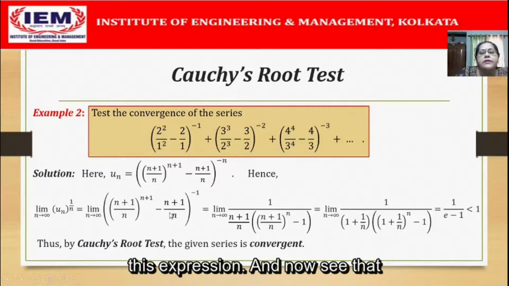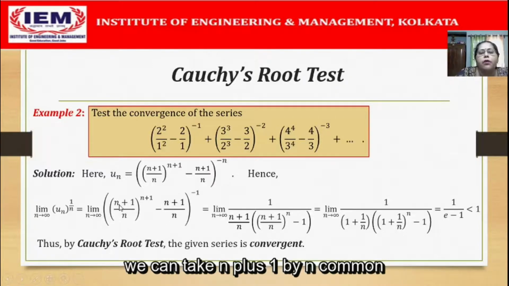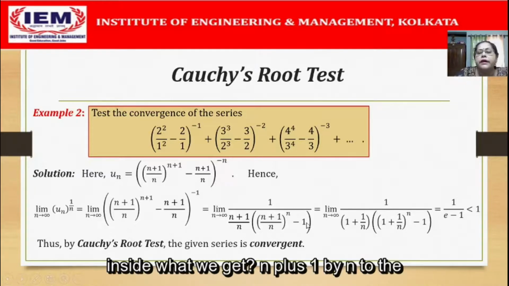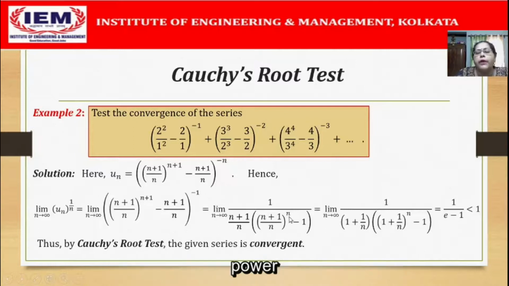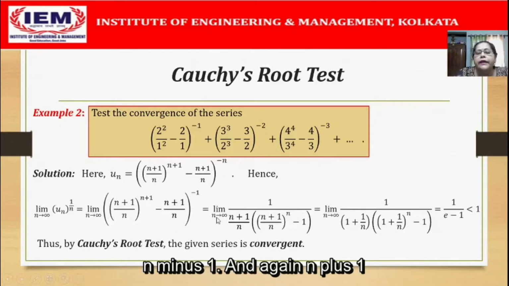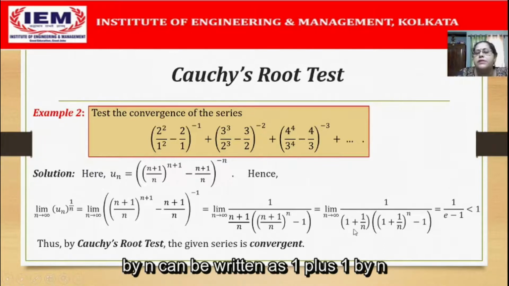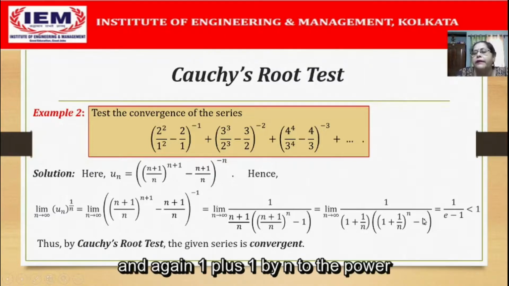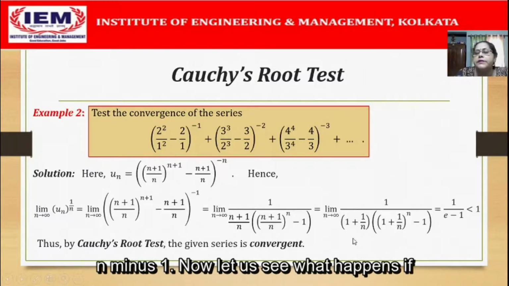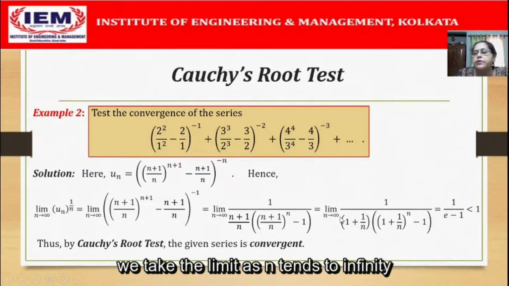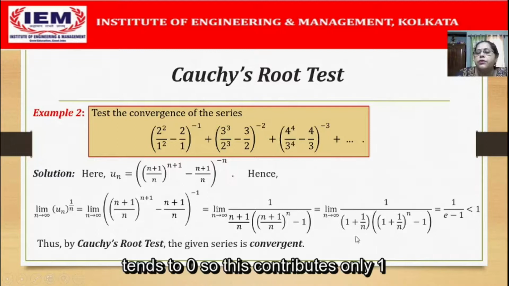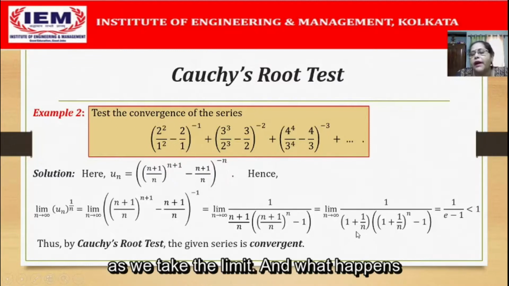Now we can take n plus 1 by n common. Taking this common, inside we get (n plus 1 by n) to the power n minus 1. And n plus 1 by n can be written as 1 plus 1 by n. So we have here in the denominator 1 plus 1 by n, and again (1 plus 1 by n) to the power n minus 1. Now let us see what happens if we take the limit as n tends to infinity. In this term, 1 by n tends to 0, so this contributes only 1 as we take the limit.